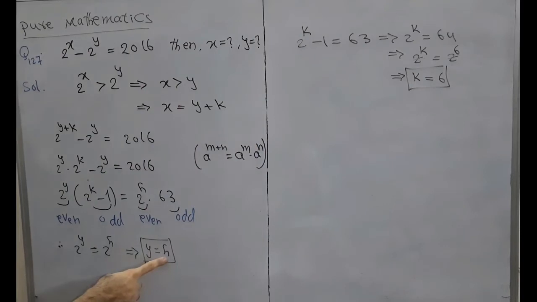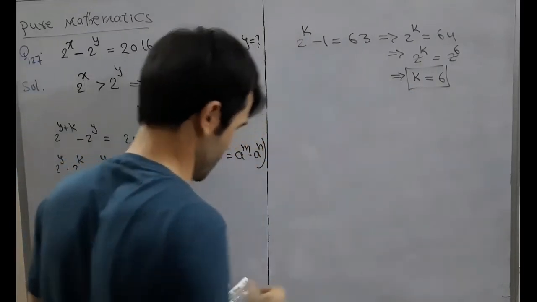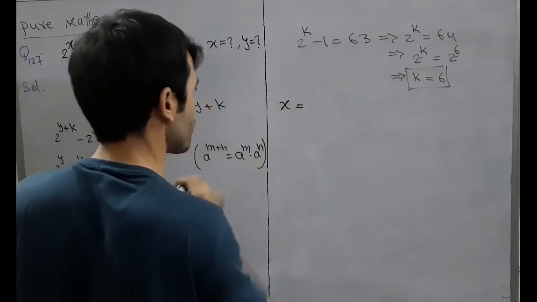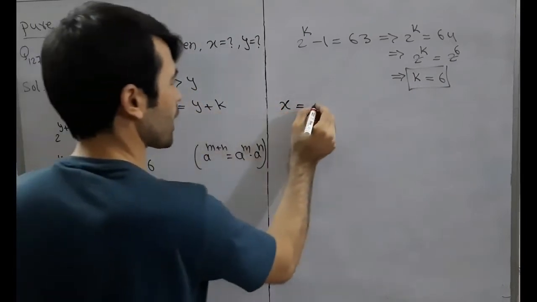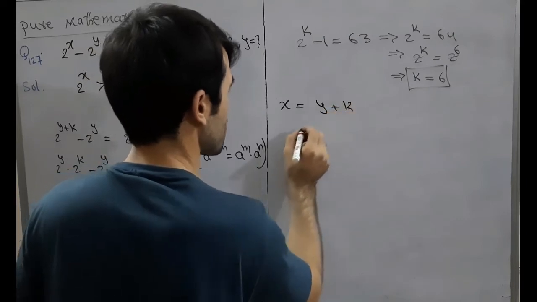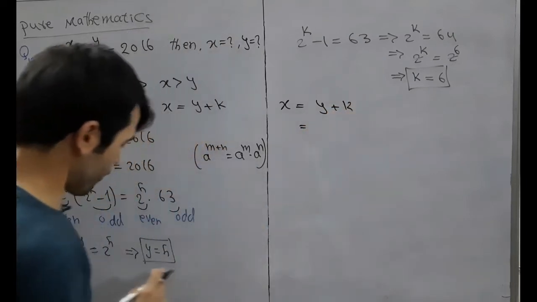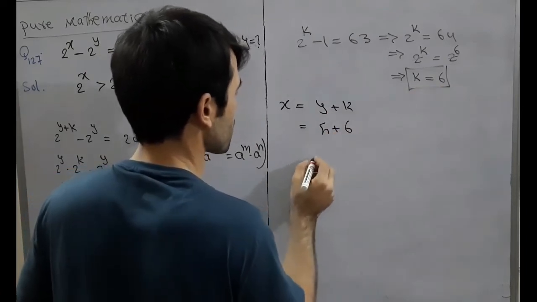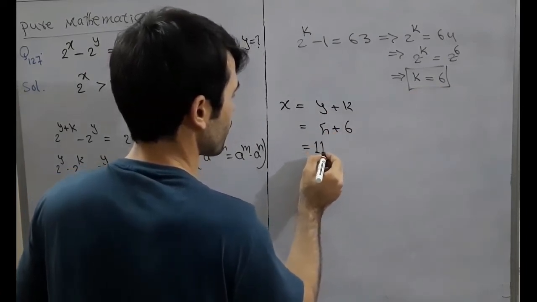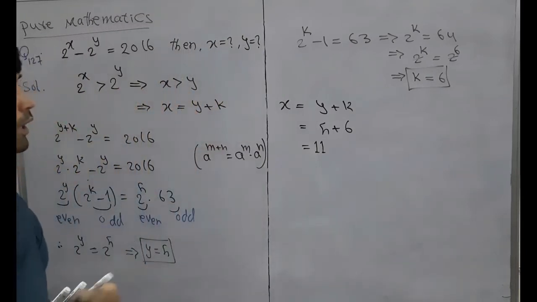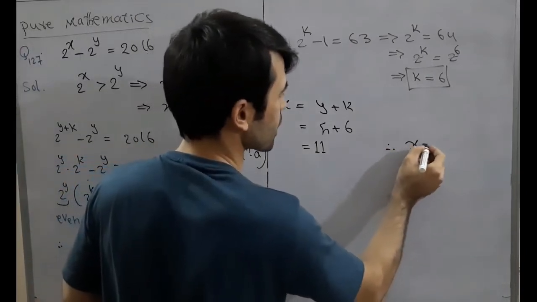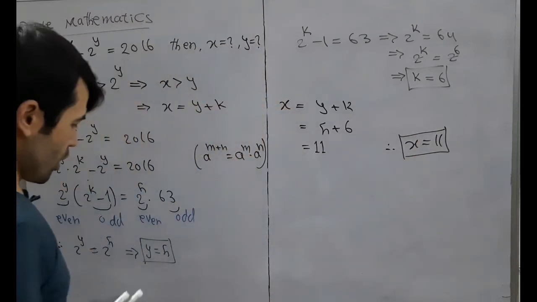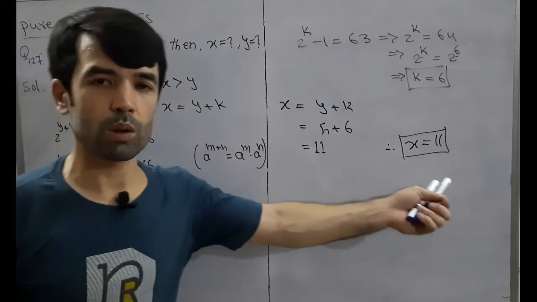Now y is equal to 5, k is equal to 6. Then finding x is very easy. x is equal to y plus k. The value of y is 5 plus the value of k is 6. It is equal to 11. Therefore x is equal to 11. It is the value of x. y is equal to 5, x is equal to 11.